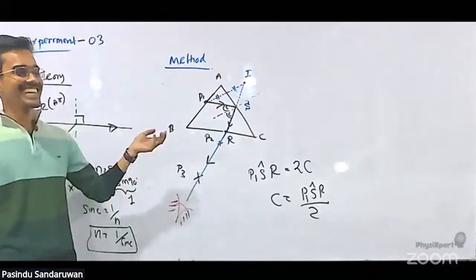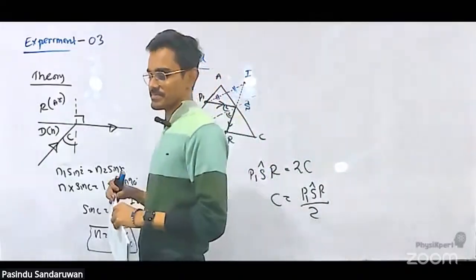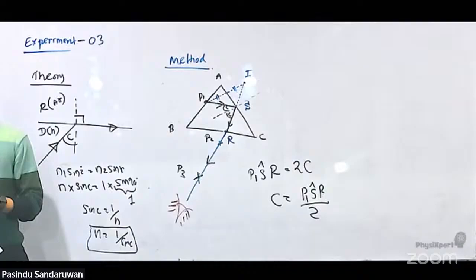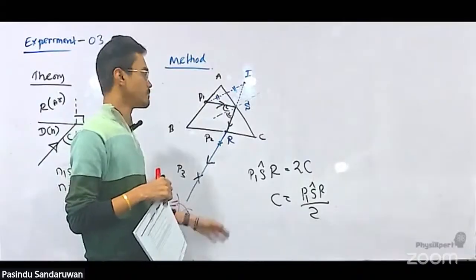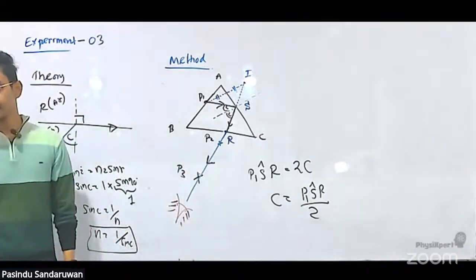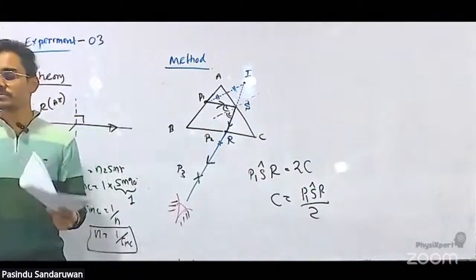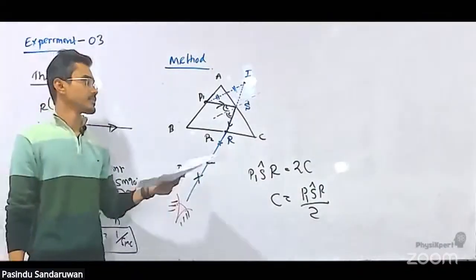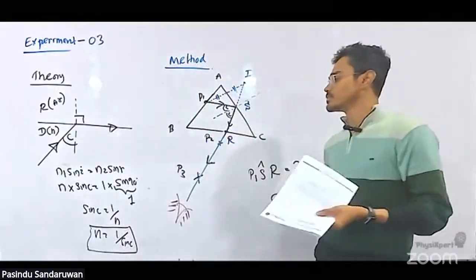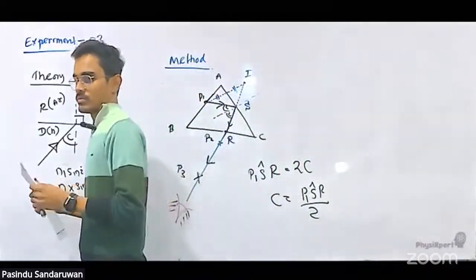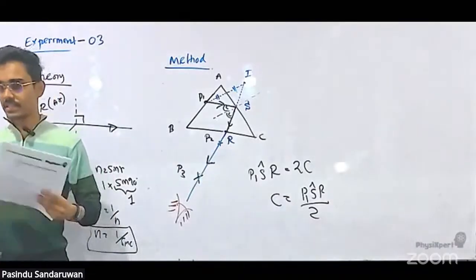With face AB of the prism. Move I, next point, move I from C to B, observing through face BC.